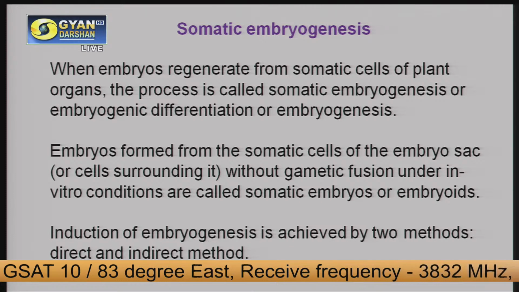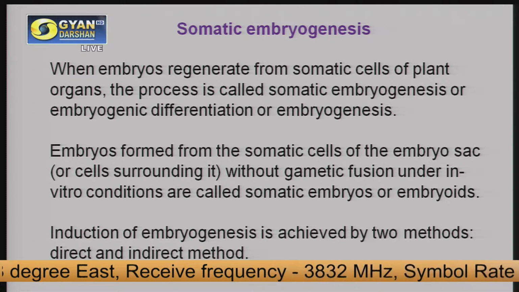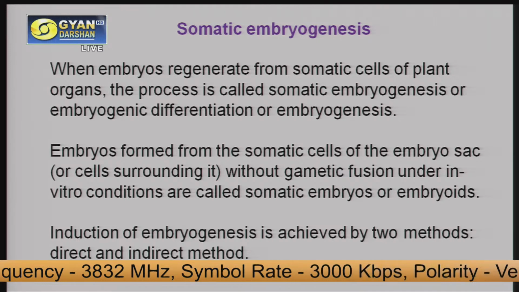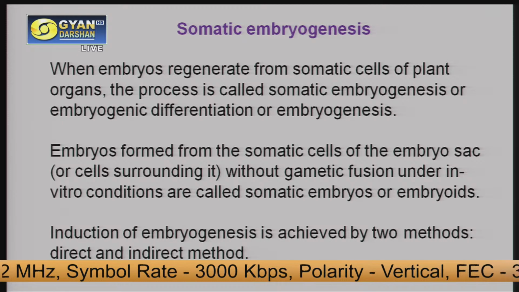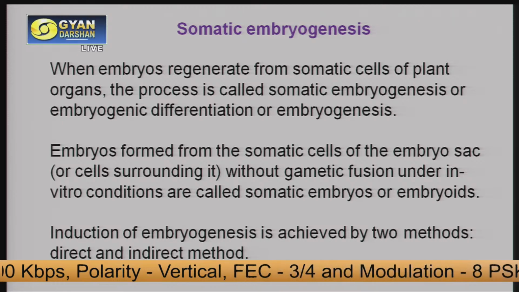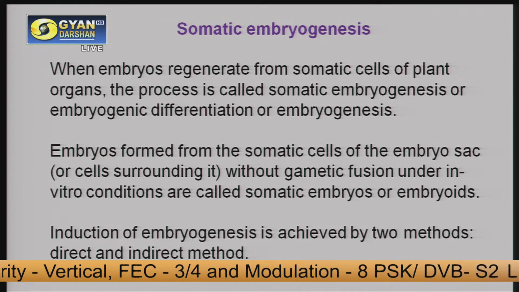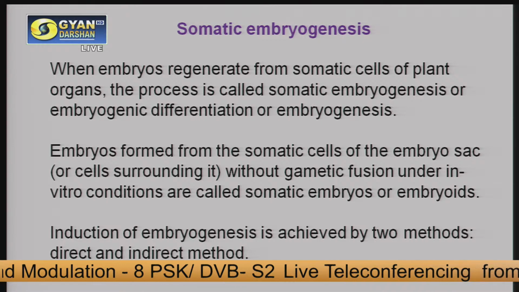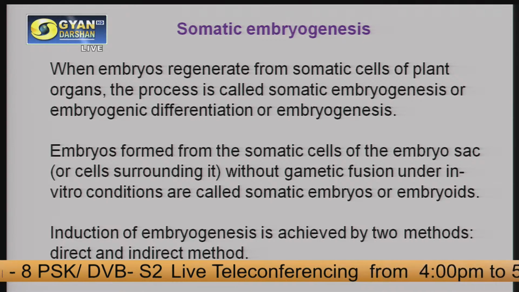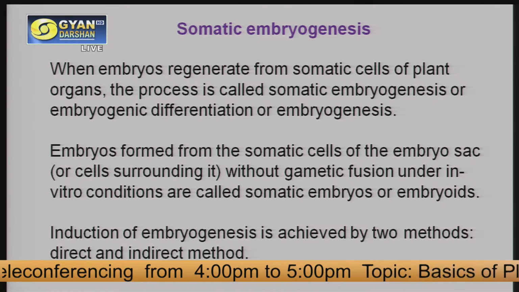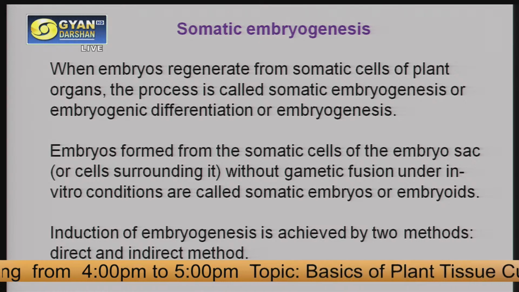Now the next step, which is also very interesting, is somatic embryogenesis. Now normally an embryo develops from a zygote. You all know that. Zygote transforms into embryo. But the beauty in the plant system is that you can develop embryo-like structures, which you call embryoids, from somatic cells, from vegetative cells, and these are called somatic embryos or embryoids.